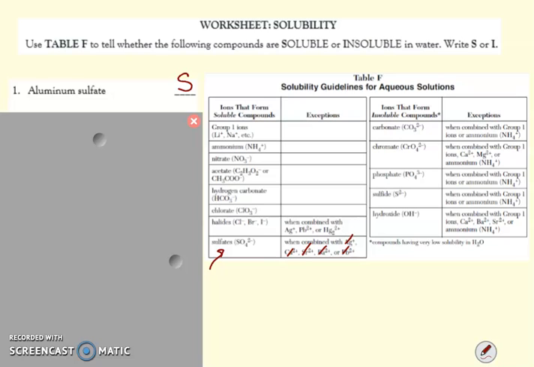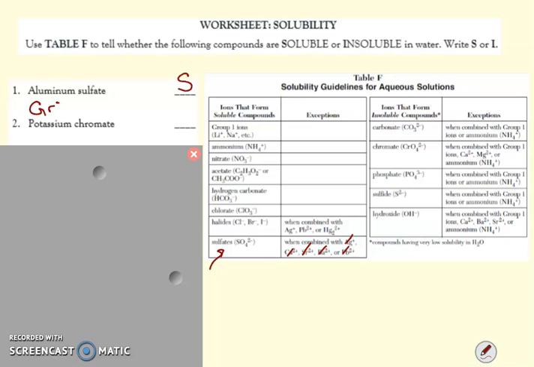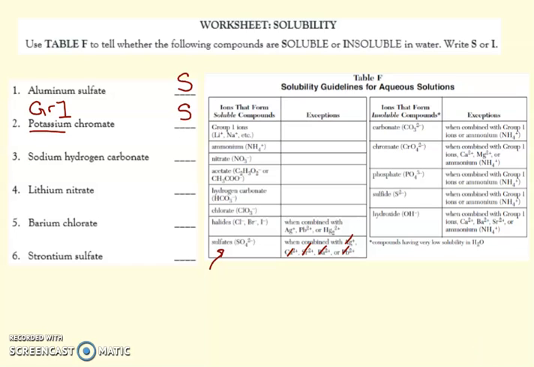See how that works? The next one, potassium chromate. One of the things I'm going to look for is whether I recognize any of my group 1s, because group 1s I know are always soluble. And potassium is absolutely a group 1 right there. So I don't even need to look at the next part. I know this is already soluble. So now you can just continue working through this worksheet, looking for the ions that determine whether it's soluble or insoluble, and then work through that process. Great.